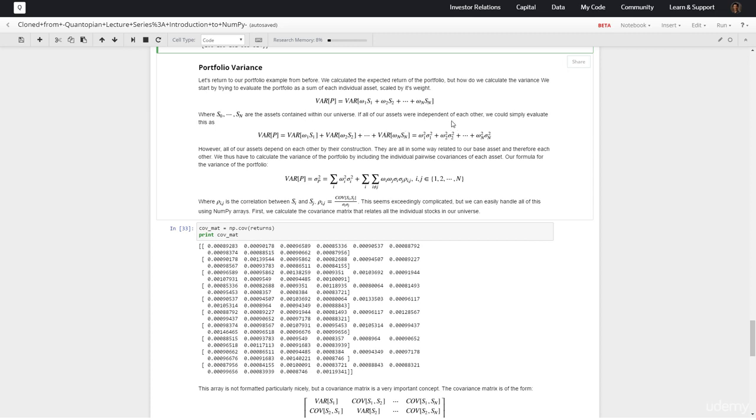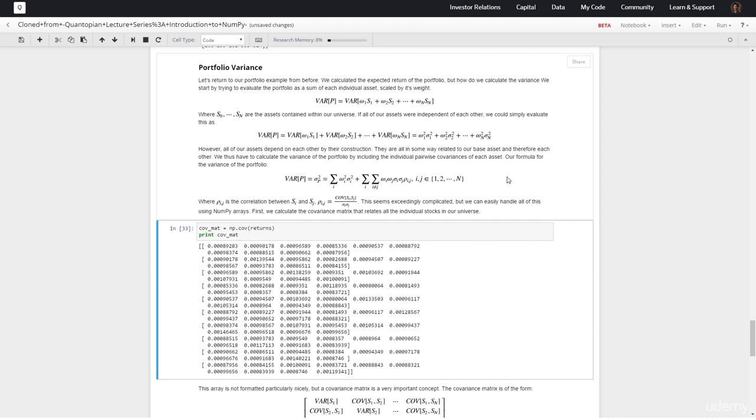If all of our assets were independent of each other, we could simply evaluate this, which is these here. And what you get is basically weight 1 multiplied by the variance, weight 2 multiplied by the variance, all the way to weight n multiplied by the nth asset's variance. However, there's always a however in finance. That's the beauty of it. All of our assets depend on each other by their constructions. Remember, when we were constructing, they are correlated, and in real world is exactly the same.